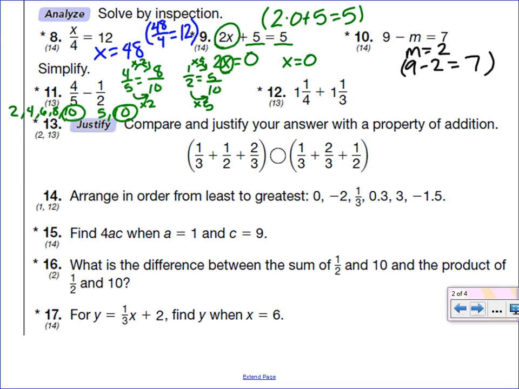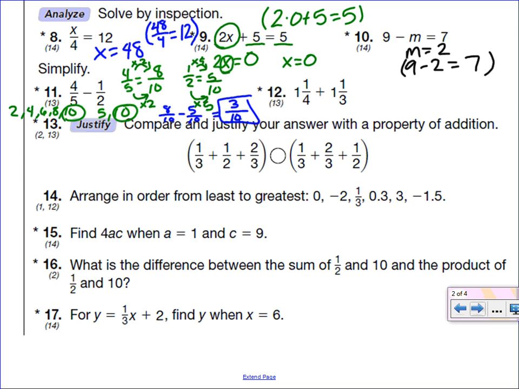So now the problem is 8/10 minus 5/10 equals... When I subtract fractions, I subtract the numerators, the top number. 8 minus 5 is 3. And I keep the bottom number the same, 10. So my answer is 3/10.